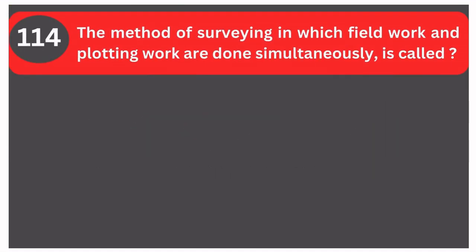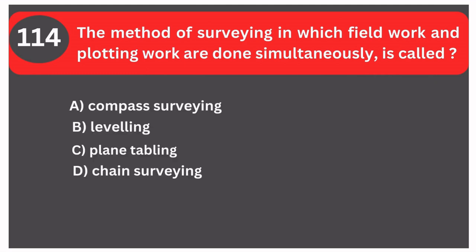The method of surveying in which field work and plotting work are done simultaneously is called. Options A. Compass surveying. B. Leveling. C. Plane tabling. D. Chain surveying. Answer C. Plane tabling.